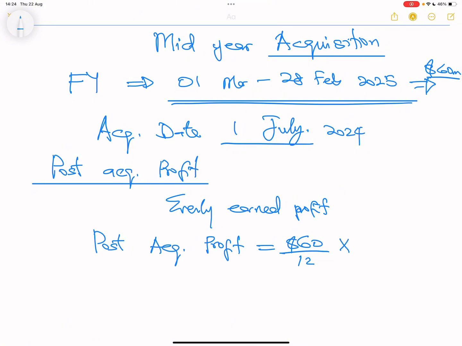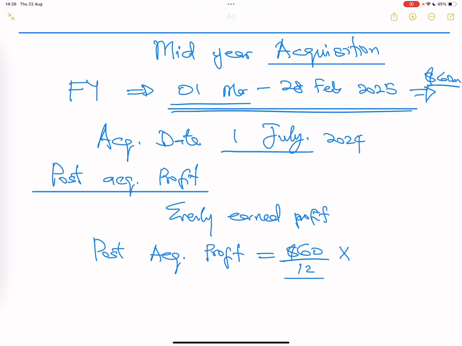And in this case, that will be 8 months because you're going to have July, August, September, October, November, December, January, February. So that means we have 8 months post acquisition, and that will give us 5 million times 8, so post acquisition profit is 40 million.